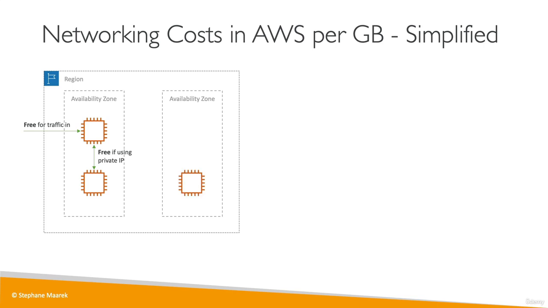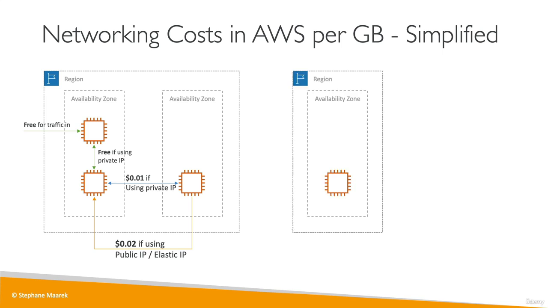Now say you have another EC2 instance in another AZ. Then if you use the public IP of the EC2 instances to talk to one another, then the traffic will have to go through the internet, and you're going to pay 2 cents per gigabyte. But if you're using the private IP instead to make these EC2 instances talk to one another, then it's going to be 1 cent per gigabyte. So overall, I would recommend to always use the private IP if you can to have communication between your EC2 instances. And if you happen to have an EC2 instance in another region, then you're going to get a fee of 2 cents per gigabyte as an inter-region cost.